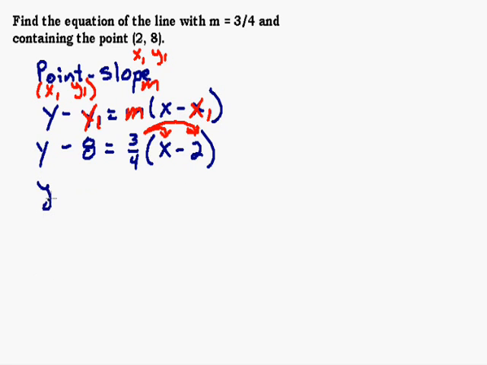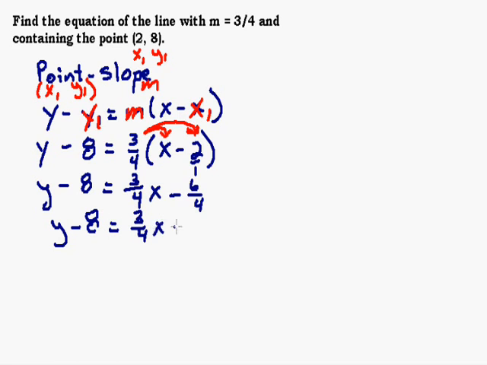Okay, so bring down the y minus 8 equals 3/4 times x is just 3/4 x. Minus 3/4 times 2. Remember that's the same as 2 over 1. So you've got 6 over 4. I'll just write that down. I was going to reduce it on the fly, but let's just take our time here. So we have y minus 8 equals 3/4 x minus, and then 6/4 reduces to 3 over 2, which is 1.5. That should look familiar from the last one we did. And then we need to get y by itself, so we're going to add 8 to both sides.